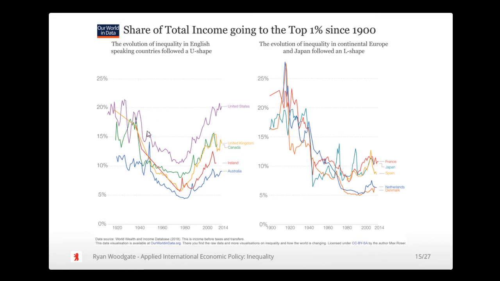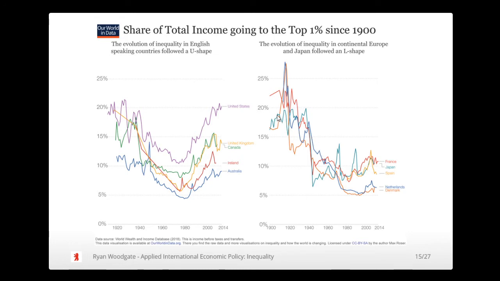What we're seeing here is that inequality has followed different trajectories, as measured by the top 1%, in two different groups of economies. Generally, there's this interesting phenomenon that the English-speaking countries have followed a U-shape over time since 1900, whereas continental Europe and Japan have followed this L shape. So what does that mean?